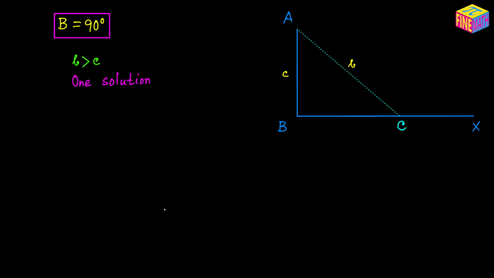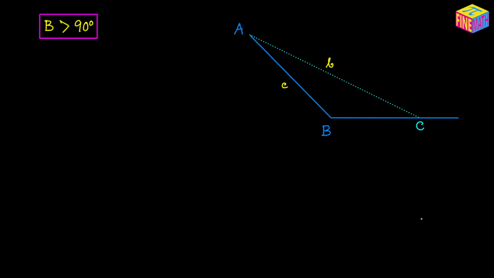Now let's also take a look at the situation when B is an obtuse angle. When B is an obtuse angle, which means angle B is greater than 90 degree, then again we have the only option where if we want to be able to draw a triangle, side length B has to be greater than side length C. If B becomes equal to C, then the point C will be coincident on point B and we won't be able to draw a triangle. That means the side length A will become 0. So for us to be able to draw a triangle, B has to be greater than C.